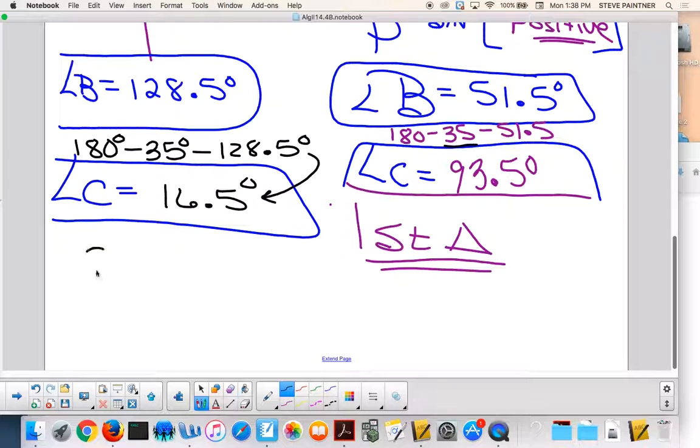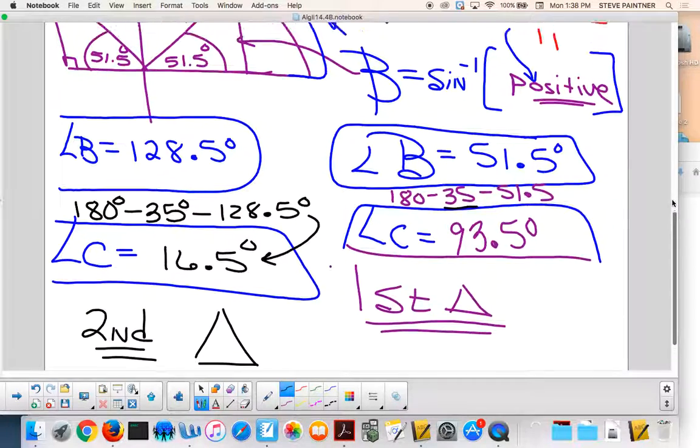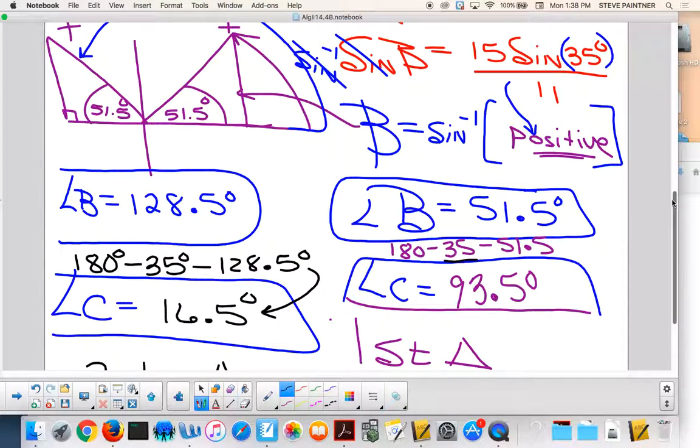Now, this is the second triangle. Good? Now, do you understand why there's two? Because when you hit inverse sine of this, it gave you 51. But inverse sine of a positive ratio gives you two answers. Your calculator cannot give you the second quadrant. So your job is to go get the second quadrant.